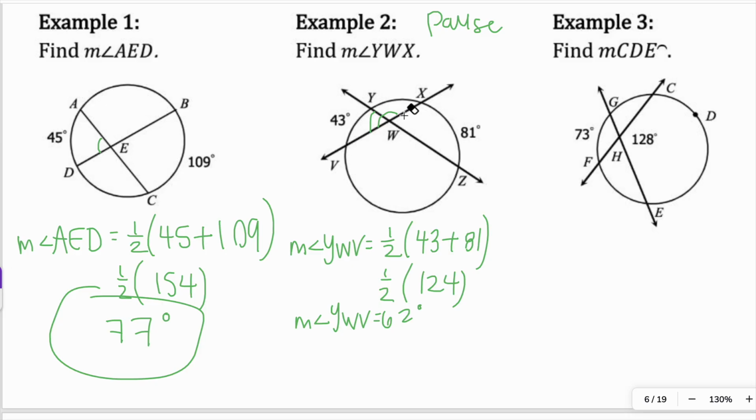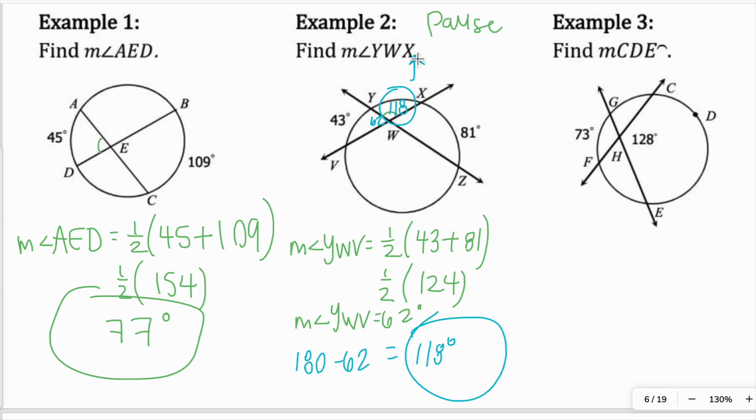So I'm going to come back here and label YWV as 62, which means YWX would just be the supplement of that. 180 minus 62, I'm going to get 118 degrees. So 118 for YWX.